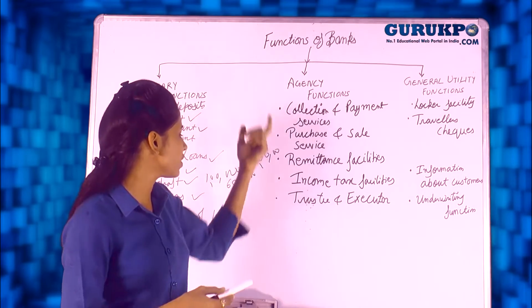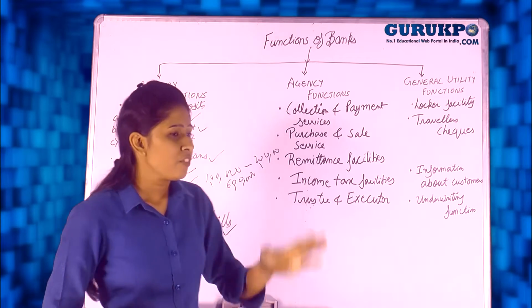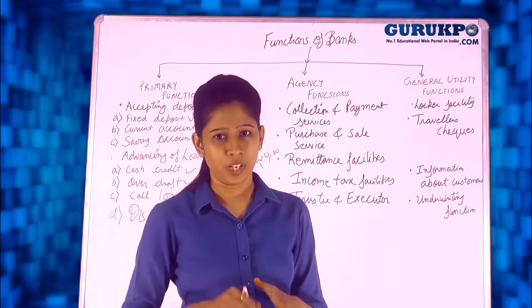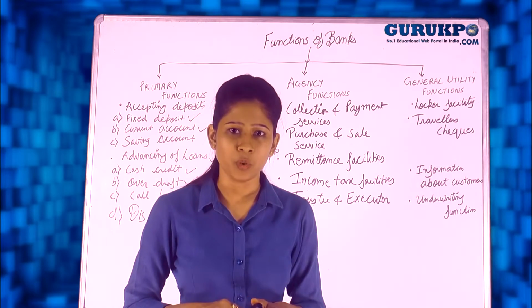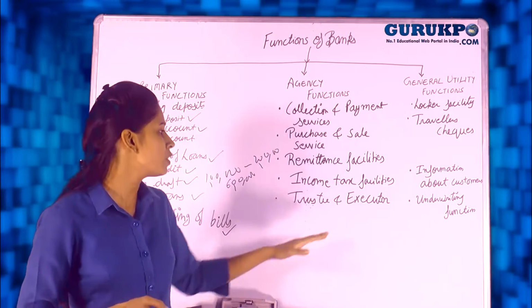Last function in the agency function is trustee and executor. If a person wants to make a will, the person makes the will, and after he expires, at that time the bank executes the will.